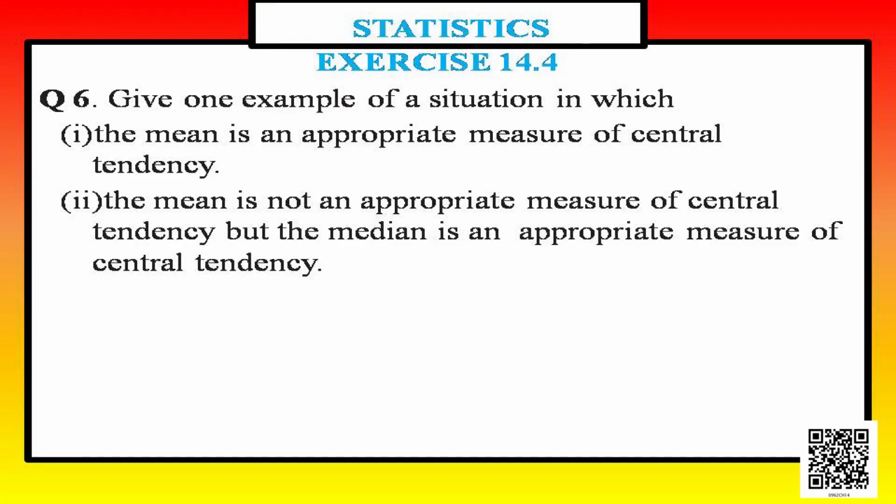There is one more question in this exercise, that is question number 6, which asks, give one example of a situation in which first bit, the mean is an appropriate measure of central tendency, and second bit, the mean is not an appropriate measure of central tendency. So, we are supposed to give an example for these two. Now, when we talk about mean as an appropriate measure of central tendency, that means we are talking about an accurate, exact answer. So, that can be the test marks or any other activities, any sports, that is the score of a sports and so on.